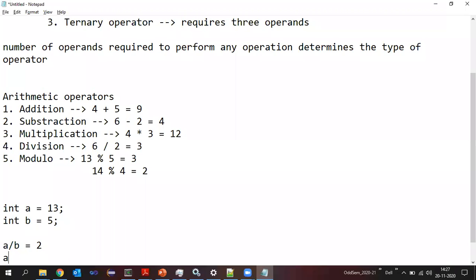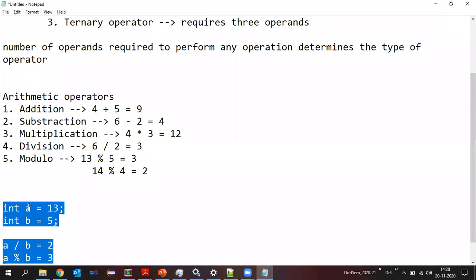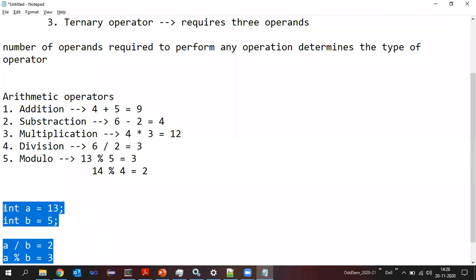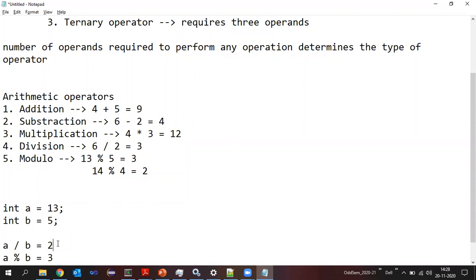Now at the same time, if you perform a modulo b, what value will you get? 13 modulo 5. You said the remainder, right? The remainder is 3. If you just observe here, we have 4 values in these 4 lines, which are very essential in order to divide two numbers. What is this 2?